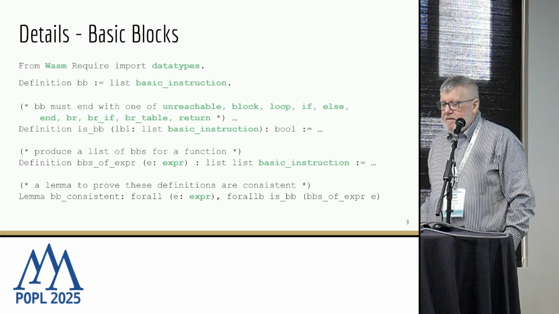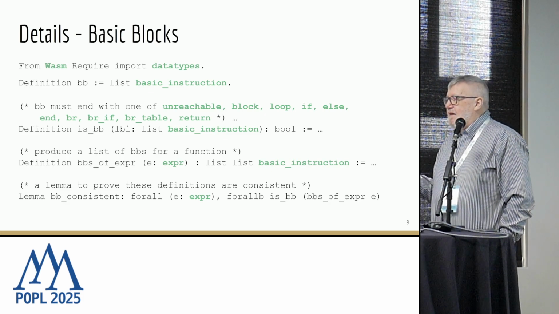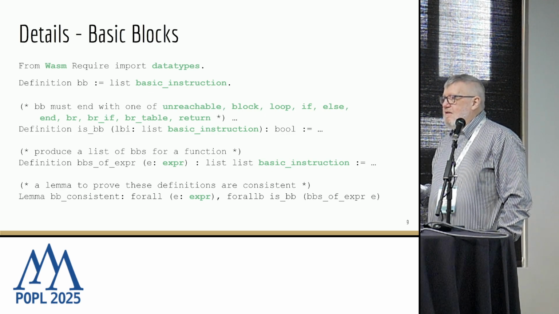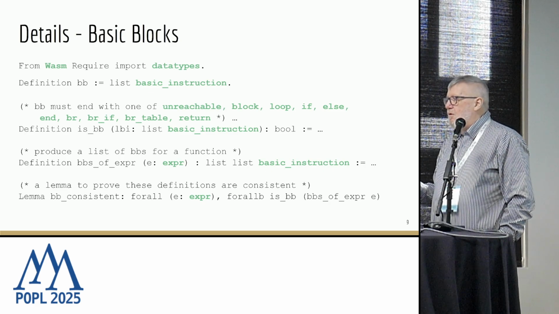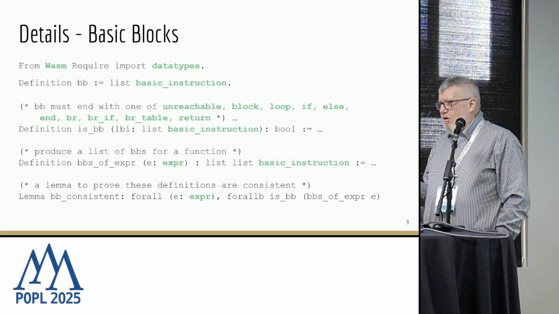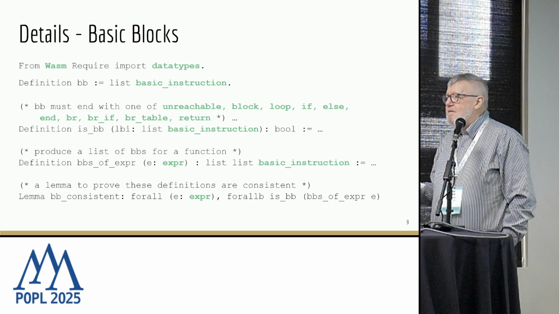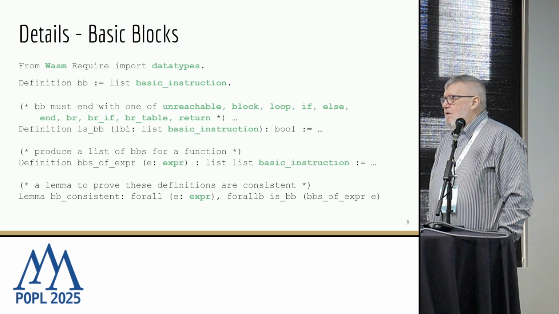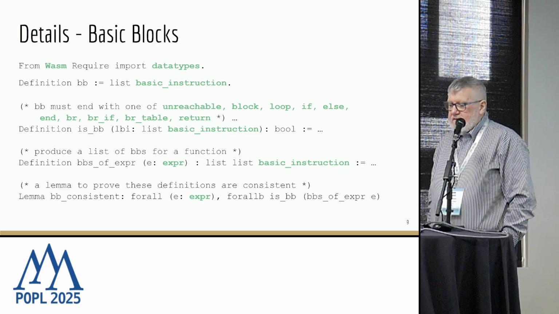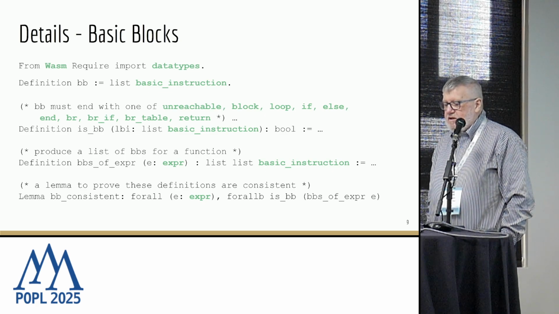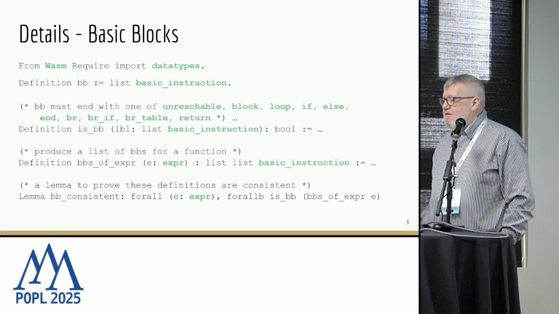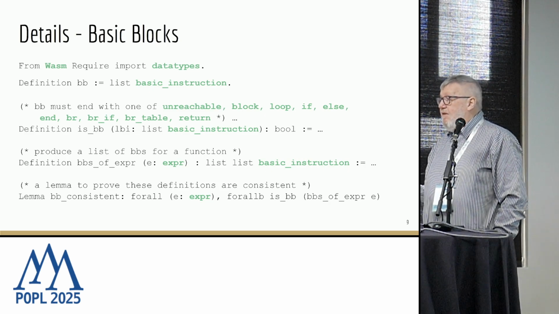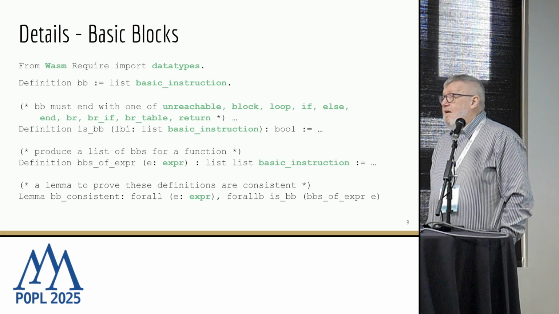So essentially, my definition of basic block is a list of instructions in WebAssembly that contain no control flow, no instructions that can cause a change in, or be the destination of a change in flow control, with no such similar instruction in the body. This is a simple and obvious way to define basic blocks. And then I defined two functions, is basic block and basic blocks of expression. So that's essentially taking the body of a WebAssembly function and producing the list of basic blocks that constitute that function body.